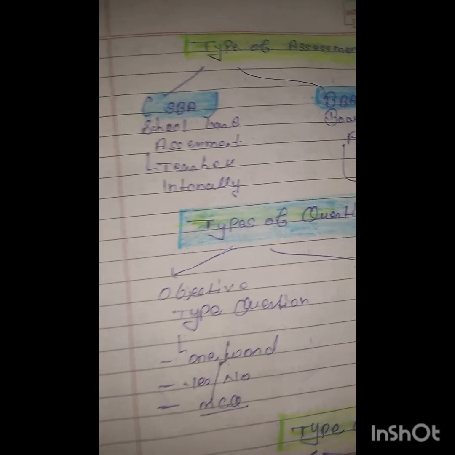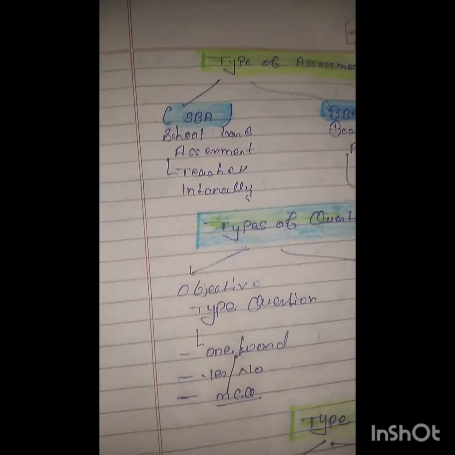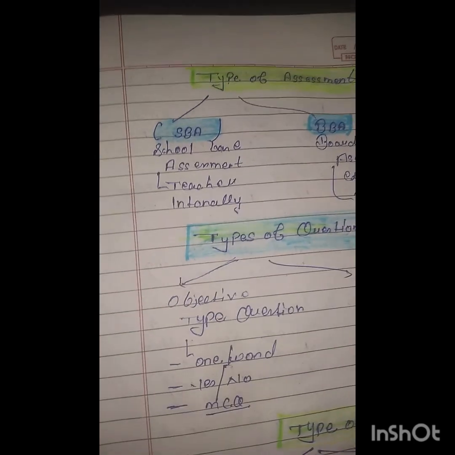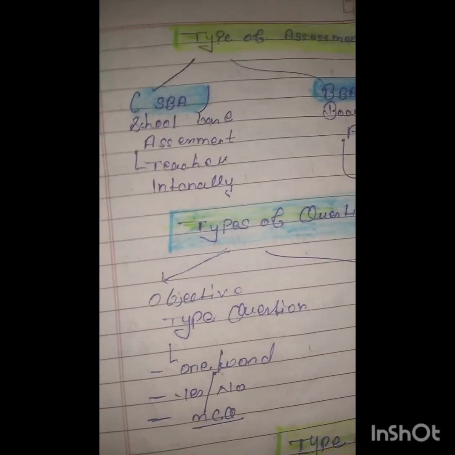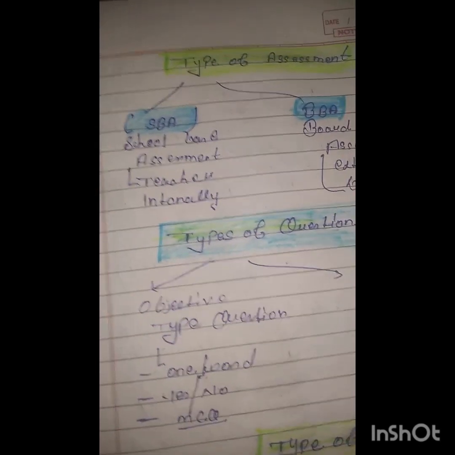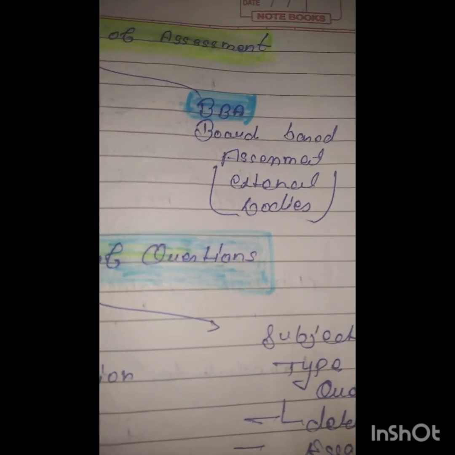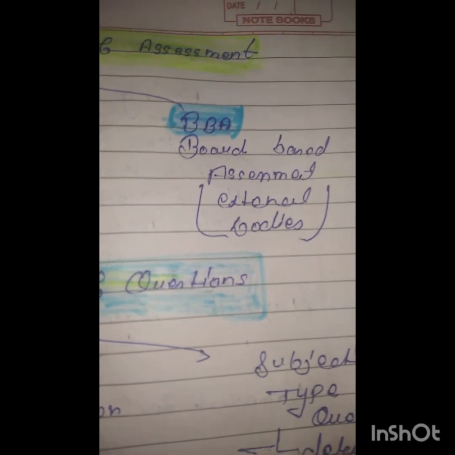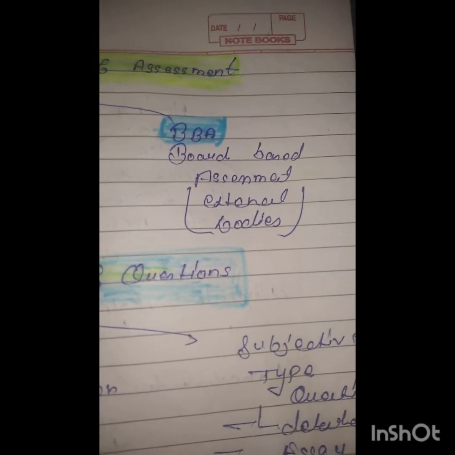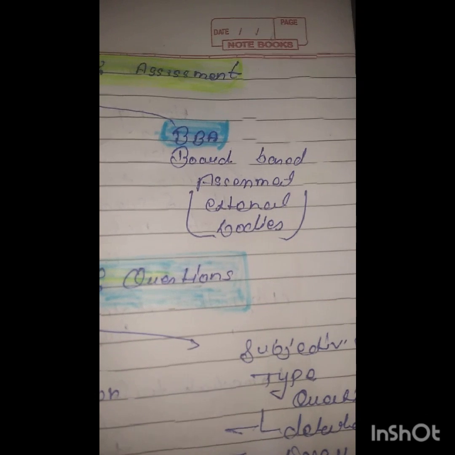Here it is very significant for the teacher and the student. In school based assessment, the student is familiar with their teacher, so the teacher shows some kind of leniency with their student. But in board based assessment there is no leniency and no familiarity between student and teacher. It is a completely external body involved there. So there are some limitations for both board based assessment and school based assessment.